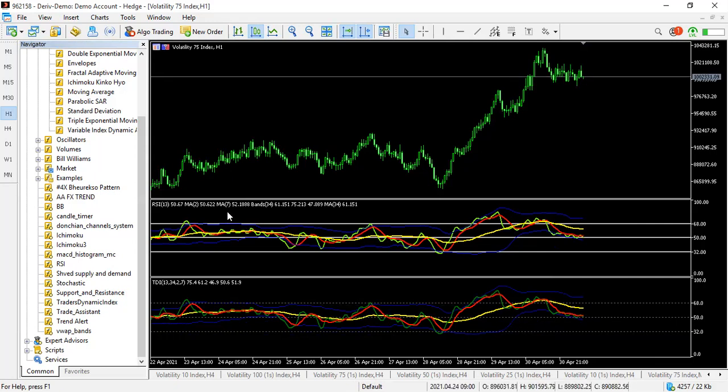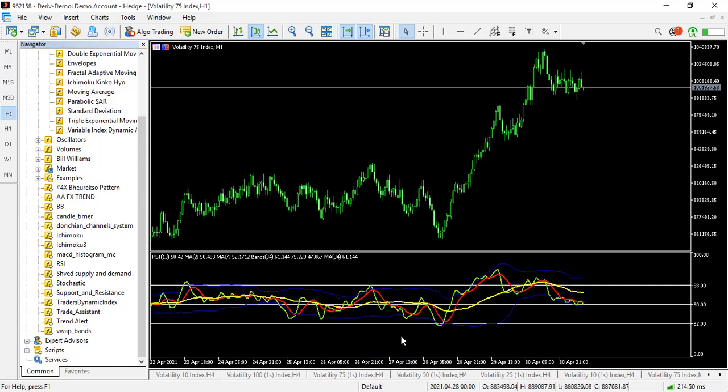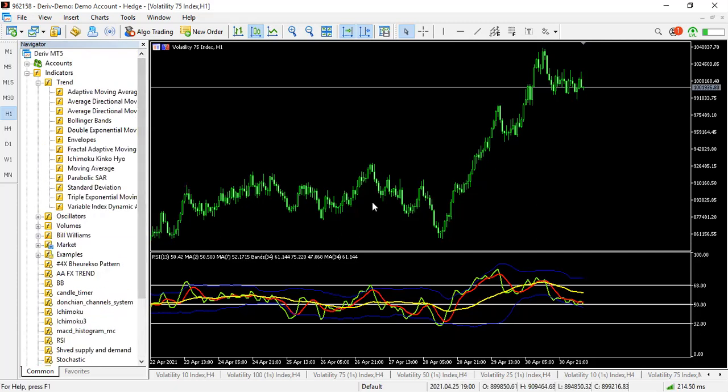So quickly, let's just jump right in. Let's see how we can actually make use of this particular indicator. Yeah. Now, I mentioned several things to you about how you could actually make use of this indicator. Okay, let me just delete this one. Delete indicator window, right? So now I mentioned a lot of things to you of how you could actually make use of the TDI indicator.